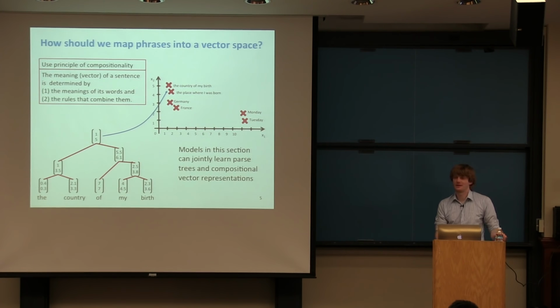And so the neat thing about these models today is that they can jointly learn these so-called parse trees and compositional vector representations that ideally capture syntactic and semantic information of the phrases underneath them, and not of the entire context that we've had so far to the left.